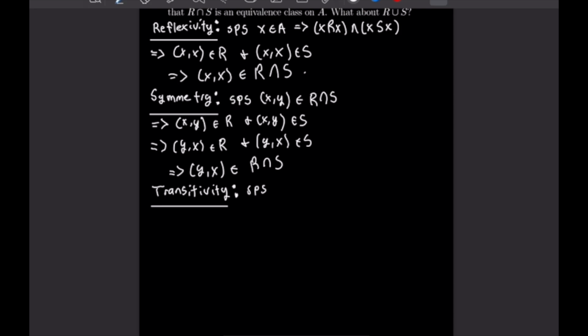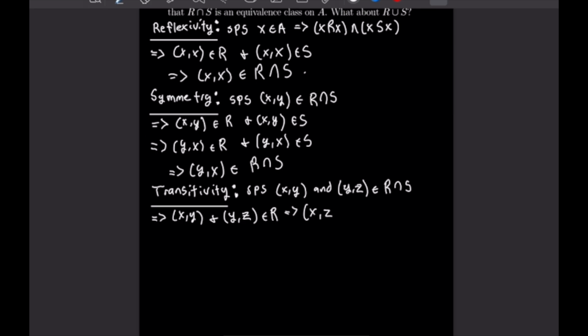So let's suppose that we have (x, y) and (y, z) in the intersection of R and S. And then we want to show that (x, z) will be in the intersection as well. So let's split this up using the definition of intersection. So that means that we'll have (x, y) and (y, z) in R. But we know that R is already transitive, so that means that we will have (x, z) in R. And we can use the same logic for S.